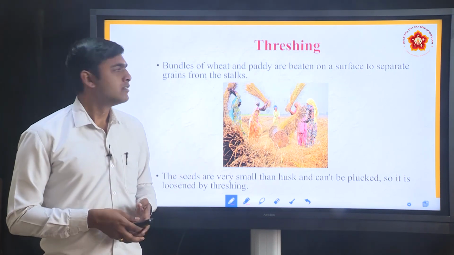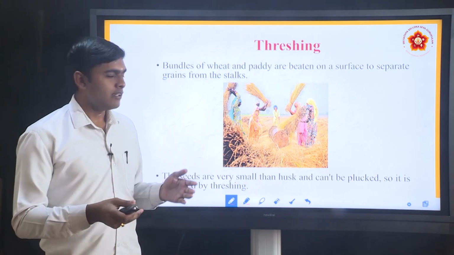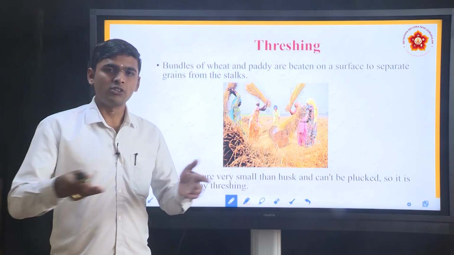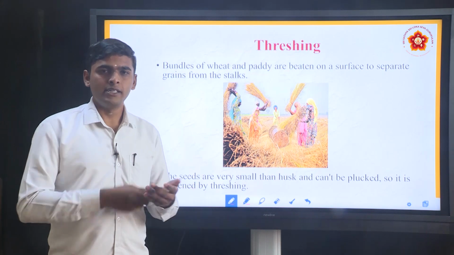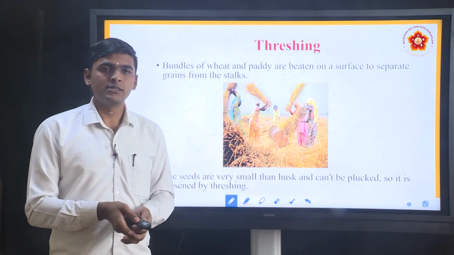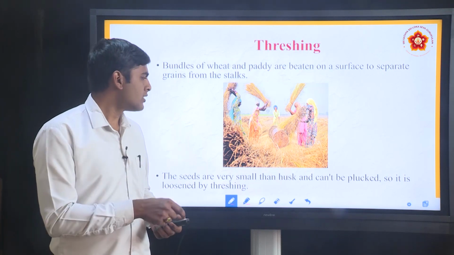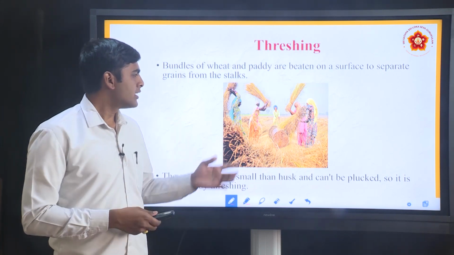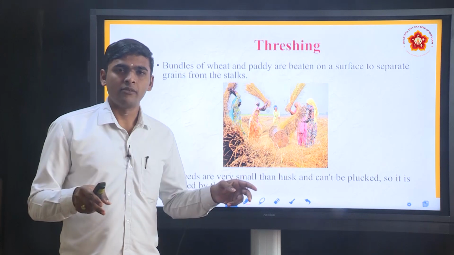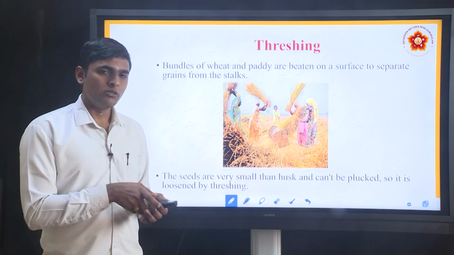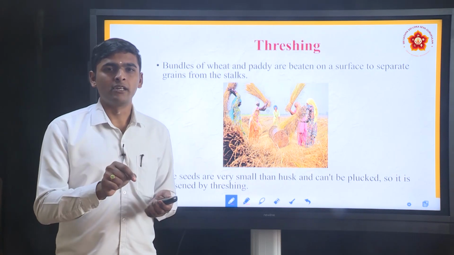Farmers in the field do this after harvesting the crops. They bundle all the grains and stalks into a bundle, and that bundle is beaten on a hard surface. When we beat it there, the grains from the stalk will be separated. The grains are very small, so this cannot be done by hand picking.